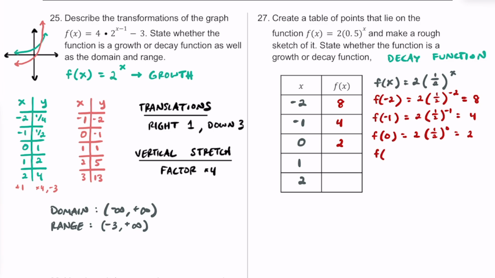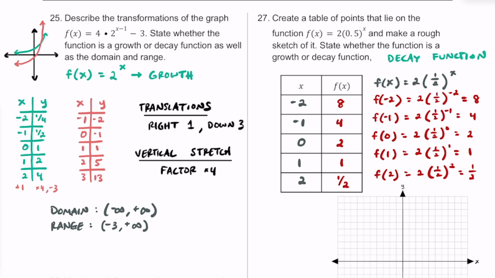So f of 1 is going to be 2 times this 1/2 raised to the 1st power. 1/2 to the 1st power is a half. Half of 2 is going to be 1. Put a 1 here. And finally, f of 2 is going to be 2 multiplied by 1/2 to the 2nd power. Now, half times a half is a quarter, and 2 times a quarter is going to be a half. So that's going to be our last y value in the table here.